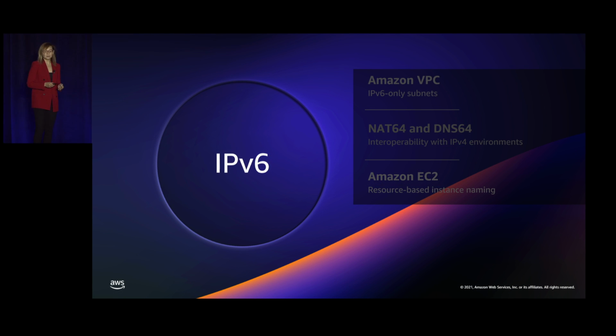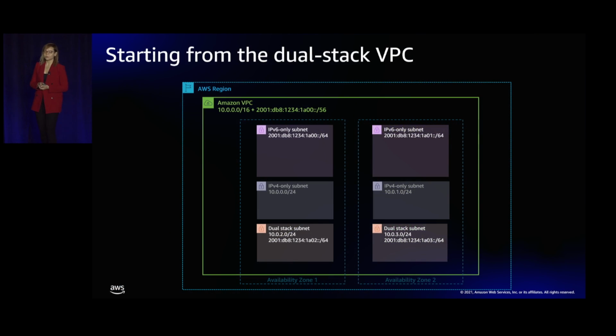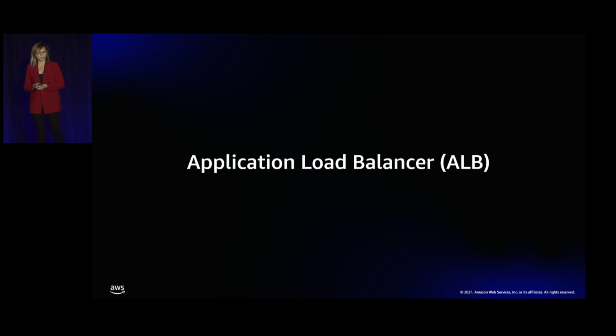Now, last but not least, we've seen how we can deploy IPv6-only instances and subnets. Let's see how we add scalability to that environment with the help of elastic load balancers. We're going to start with our enhanced Amazon VPC dual-stack VPC with IPv6-only subnets, and we're going to see what the capabilities of application load balancers and network load balancers are.